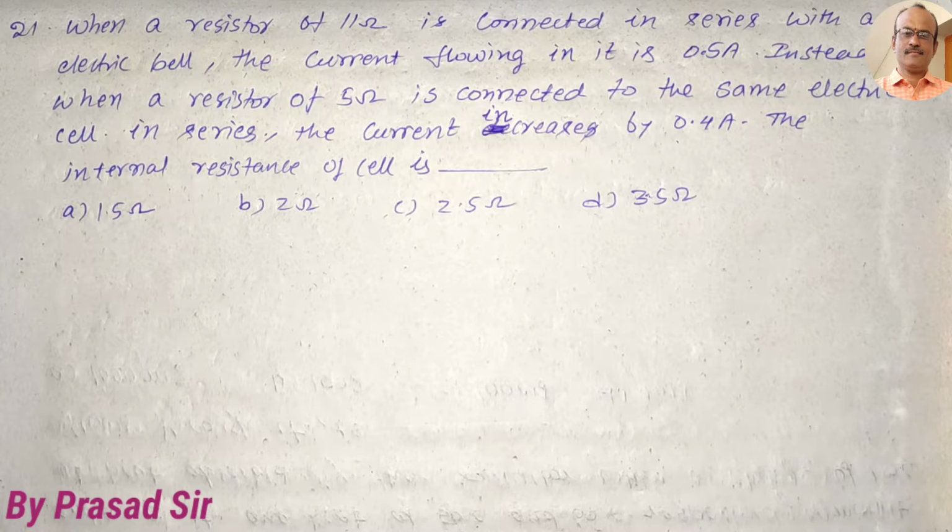Now the question number 21. When a resistor of 11 ohms is connected in series with an electric cell, the current flowing in it is 0.5 amperes. Instead, when a resistor of 5 ohms is connected to the same electric cell in series, the current increases by 0.4 amperes. The internal resistance of the cell is how much?